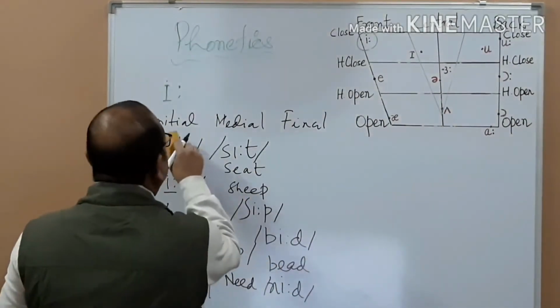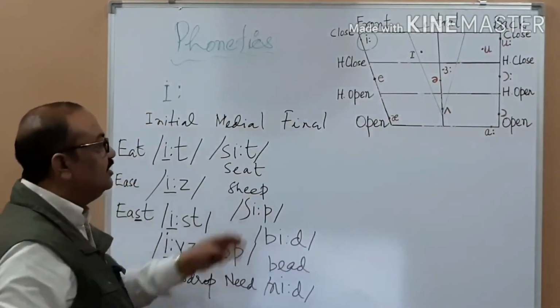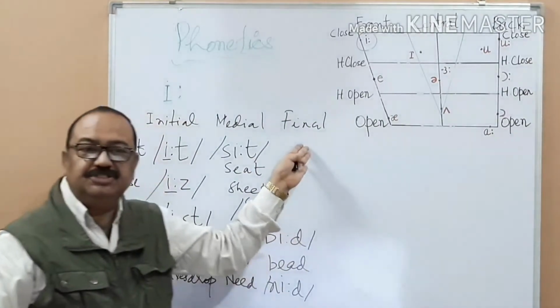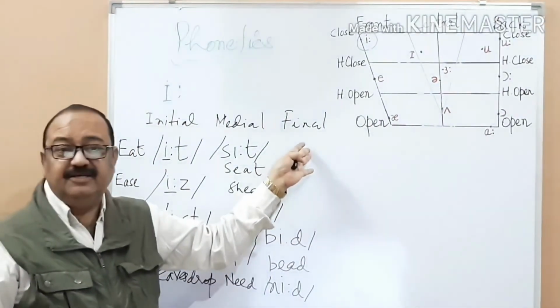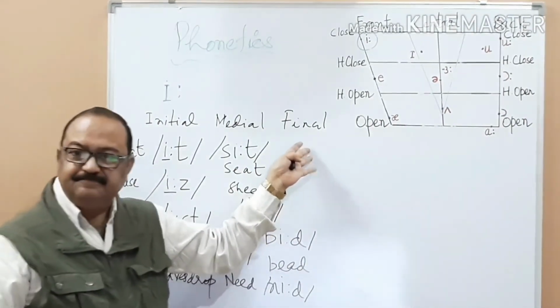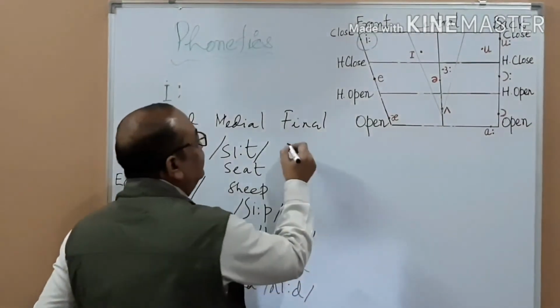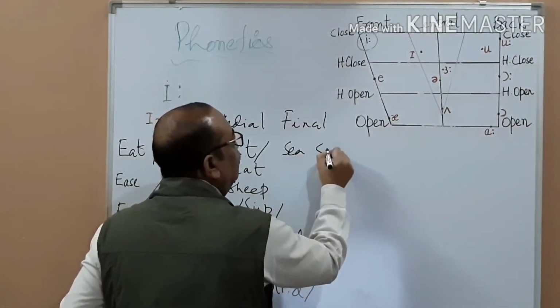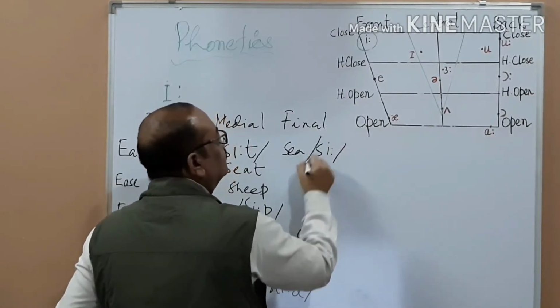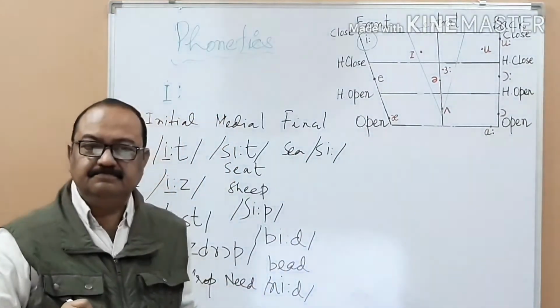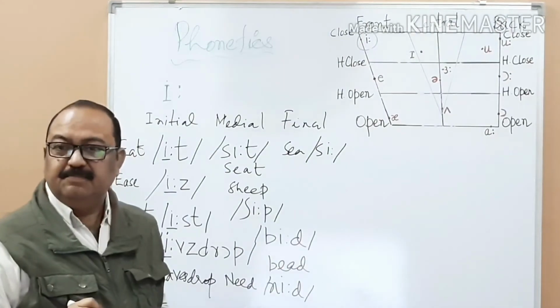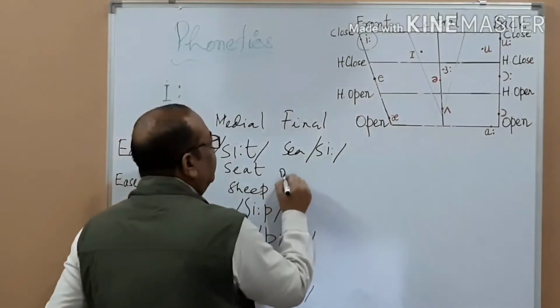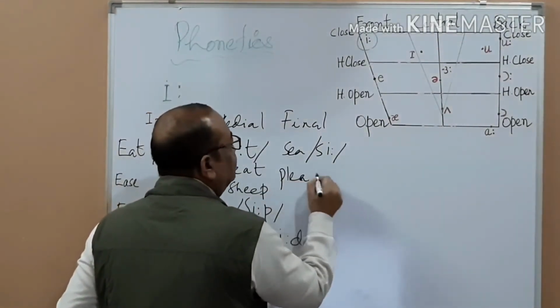So you know the initial position, medial position. Now let us come to the final position. Where does it come finally? Yes? C. Very good. So how do you write C? Like this. Good. Plea. Very nice.